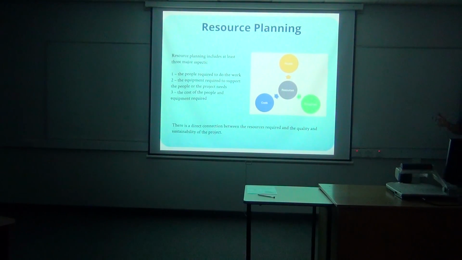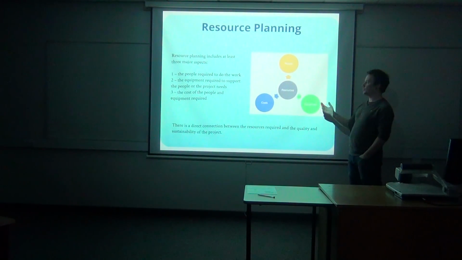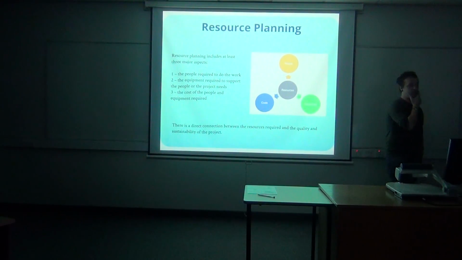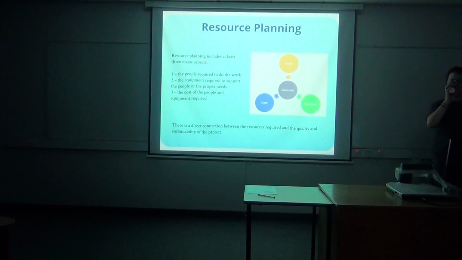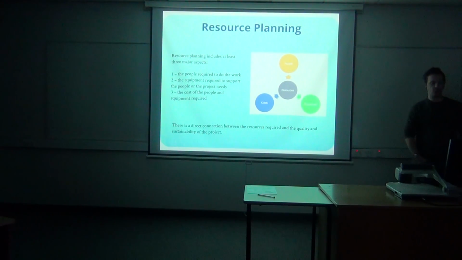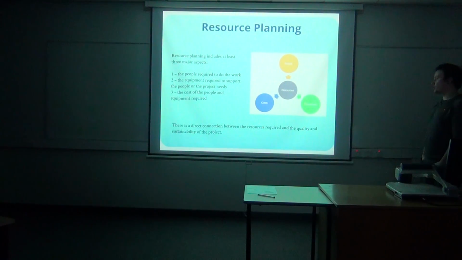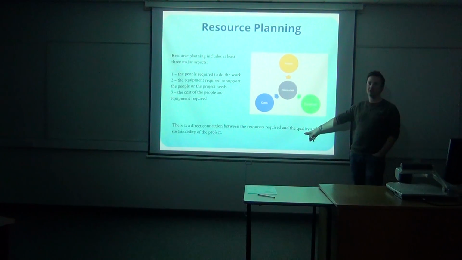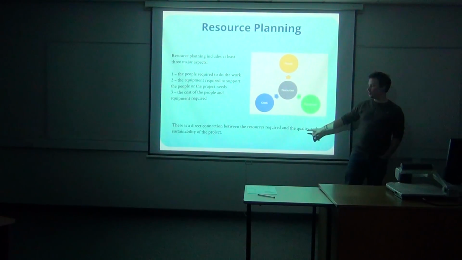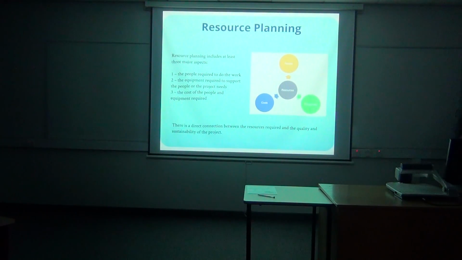We're also quite good at thinking about costs. When do we need to have that particular amount of money for that particular action? We're not so good at planning for people resource. But people are a resource as much as anything else. So we need the people required to do the work, we need the equipment required to support the people the project needs, and we need the cost of that people and equipment. There's a direct connection between these resources and the quality and the sustainability of the project. If we don't have any of these in the correct amount, quality and sustainability is going to suffer every time.